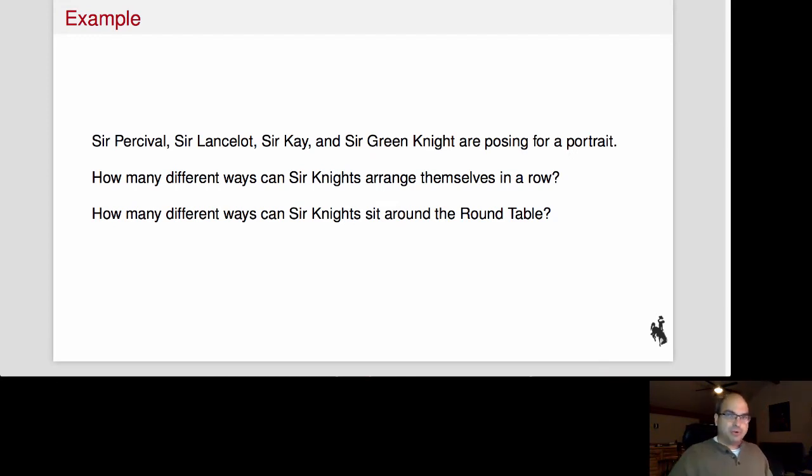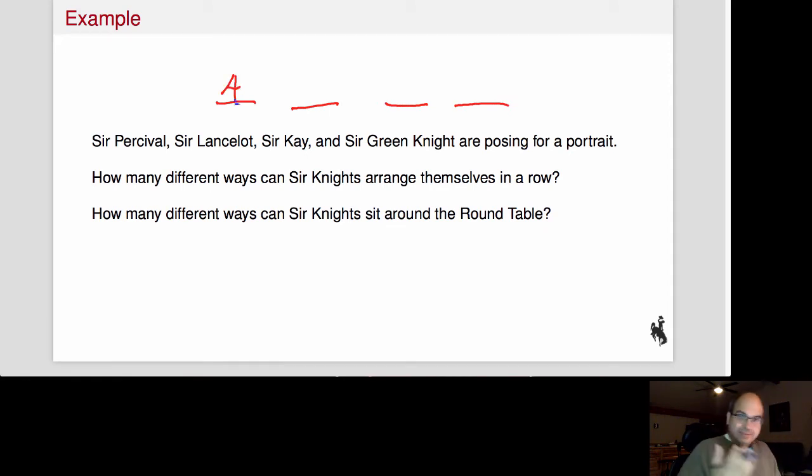Now they're going to pose for a portrait. There are no pictures, so this is a portrait. How many different ways can the knights arrange themselves in a row, right? So let's see. We have 1, 2, 3, 4 knights. Okay, so how many ways can we pick the knight that's on the left?